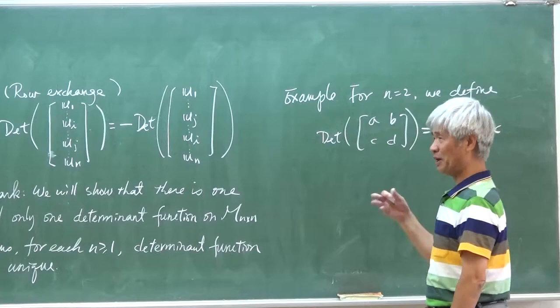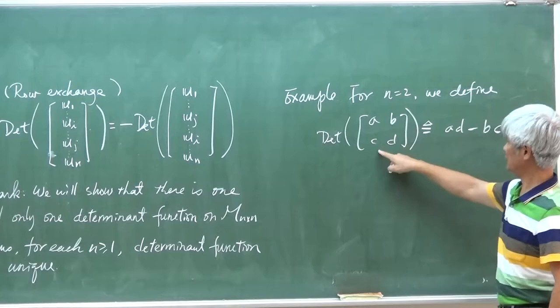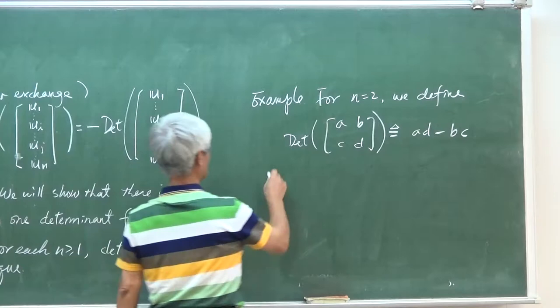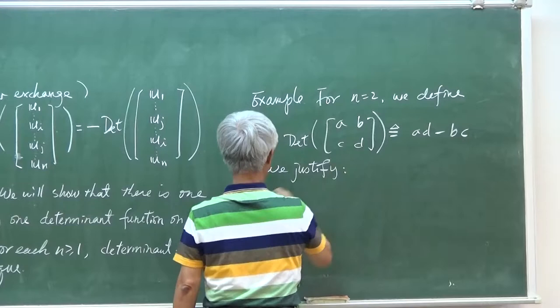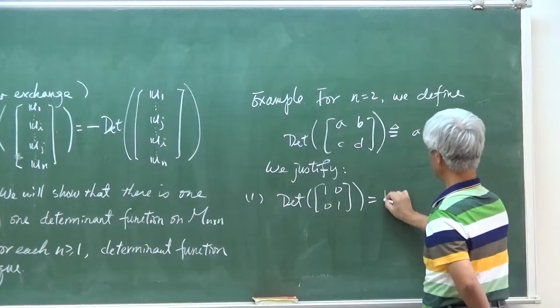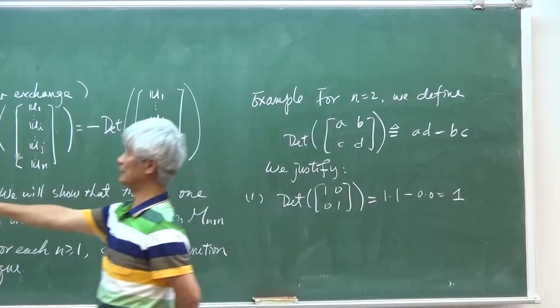Anyway, so we define the determinant here, and we'll check whether it satisfies these three properties. One, the determinant of the identity, 1, 0, 0, 1. So it's 1 times 1 minus 0 times 0, which is 1. Good. So the identity gives 1.